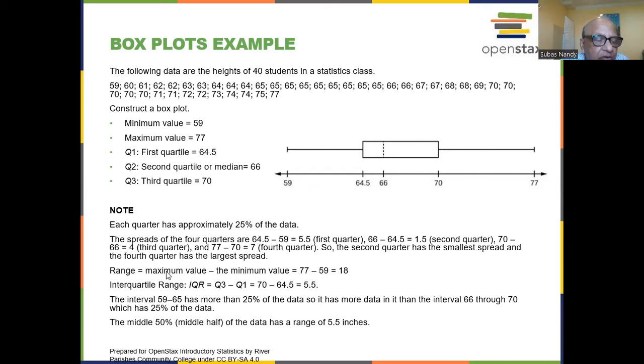I type 59 on the first line, then hit enter. Then I type 60 and hit enter. Then 61 and enter. Then 62, 62, 63, 63, 64, 64, and there are three 64s, then there are 65s, each followed by enter.